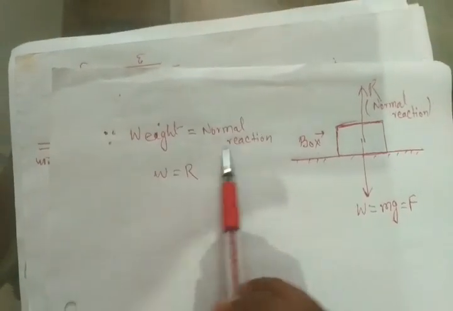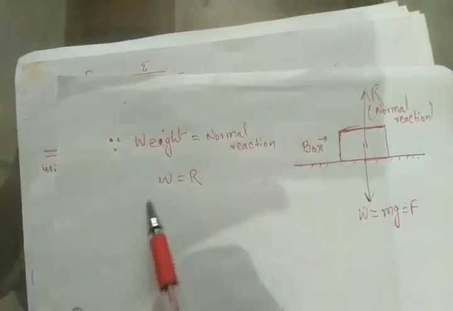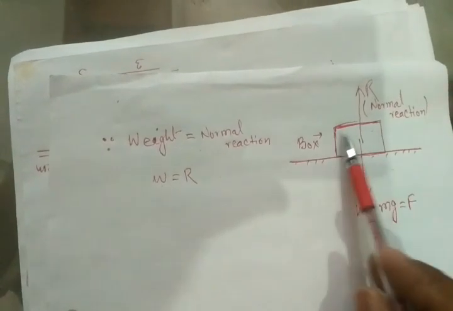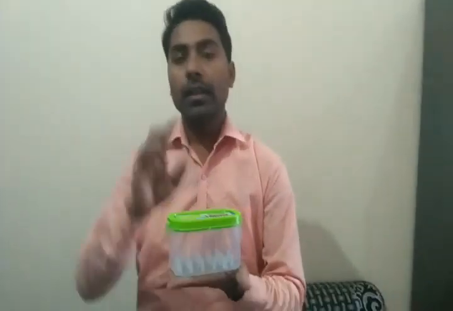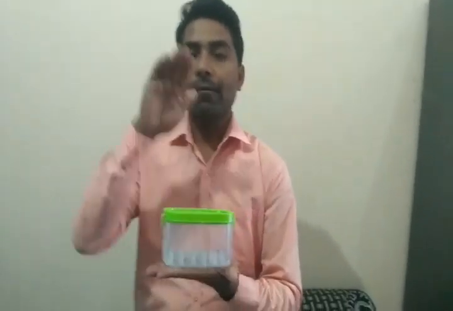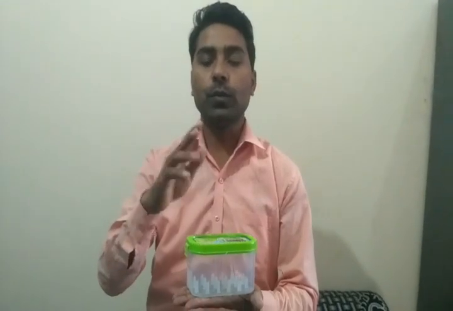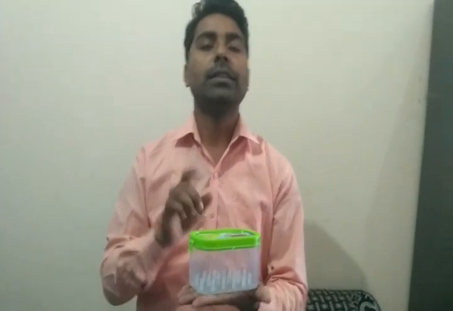As the weight is equal to the normal reaction, meaning W is equal to R, the body is in equilibrium. So let's talk about the definition of equilibrium. If a body is being acted upon by a minimum of 2 forces, which means it may be more than 2 forces, but the body still is at rest or in a state of motion, then that body is said to be in equilibrium.